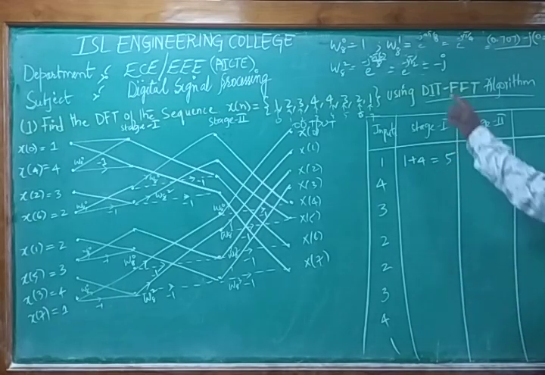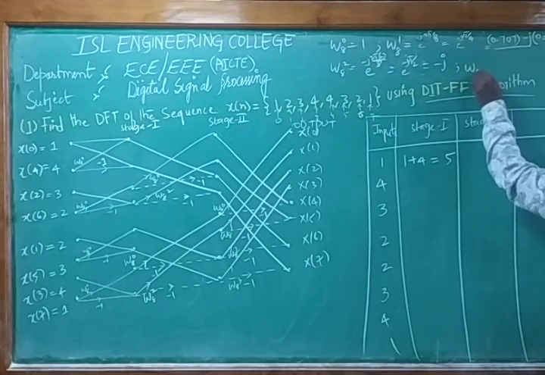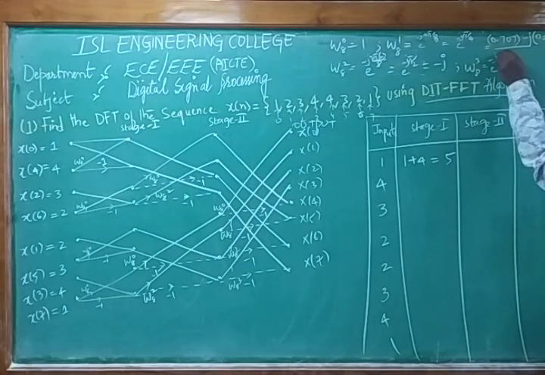Similarly, omega 8 power 3 is nothing but e power minus j 3 pi by 4. Directly I am writing, so that we got it. So what can I write for this? Cos 3 pi by 4. What is cos 3 pi by 4? Minus 1 by root 2, that is minus 0.707, minus j of 0.707.